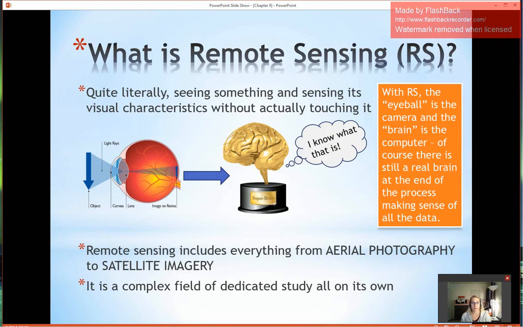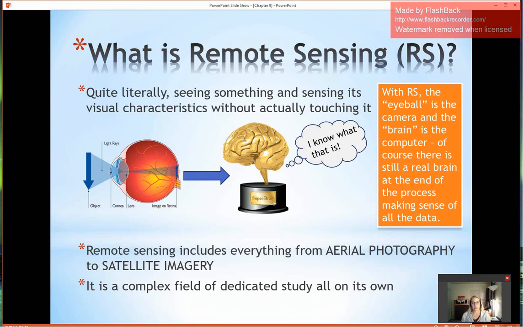So what is remote sensing? It might be fairly obvious to some, but it is quite literally seeing something and figuring out what it is without actually touching it. So there we have light, it hits an object, that light reflects off the object, goes to our eyeballs, which take it in and send it to our brain, and our brain says, I know what that is. If you compare that to what's actually happening in remote sensing, you take the eyeball and turn it into a camera. You take the brain and turn it into the computer, and we have the remote sensing system. Fortunately, the physics of light and reflection still work the same.